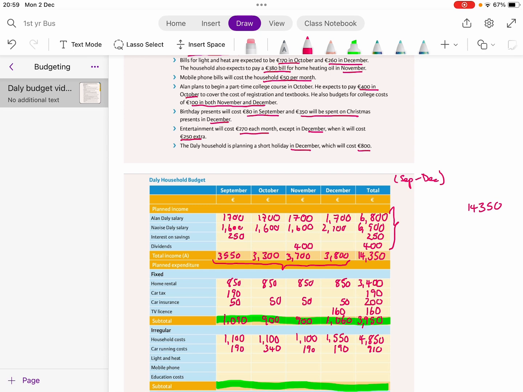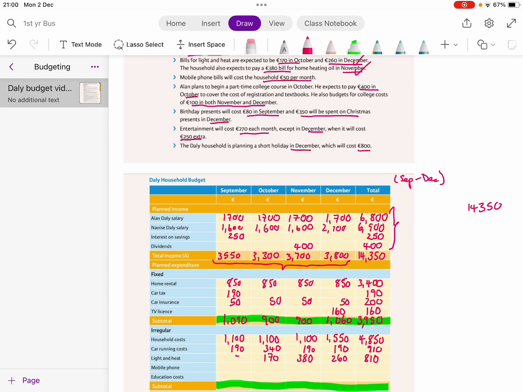Bills for light and heat are expected to be 170 in October, so I have €170 here, and 260 in December. The household also expects to pay 380 for home heating oil in November. So I'm going to put that into November. That's 380. And all together, I have €810 in my light and heat costs. Okay, so I did that and I did this.